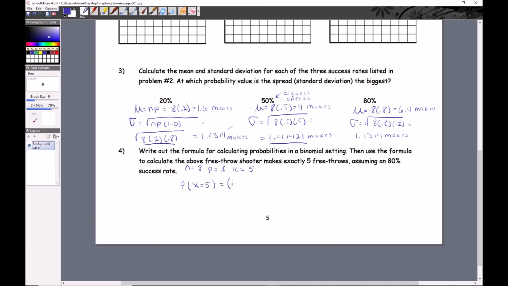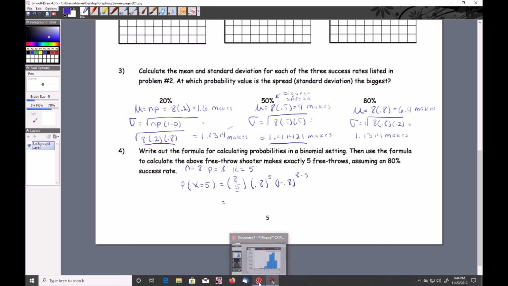All right, this will be 8 things taken 5 at a time, times your probability of success, that's 0.8, raised to the 5th power, times the probability of failure, that's 1 minus 0.8, raised to the difference of those two. You can write a 3 or just put 8 minus 5. And we can do that in the calculator. So let's go for it.